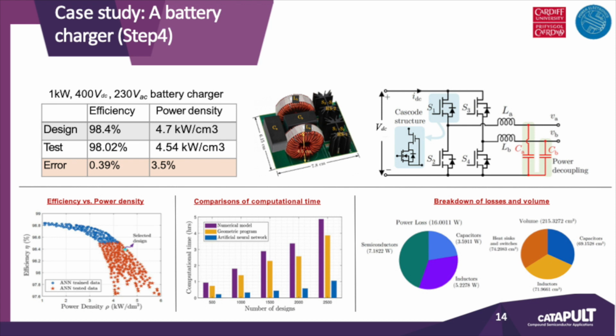In terms of computation time, we compared the performance of the different optimization algorithms. As I mentioned, we can rely on a numerical model, which is the most traditional one, and also more advanced ones like geometric programming. But at the moment, we're using an artificial neural network. What we found is that the artificial neural network has the least computational time, which means that you can design your system in a much faster way.